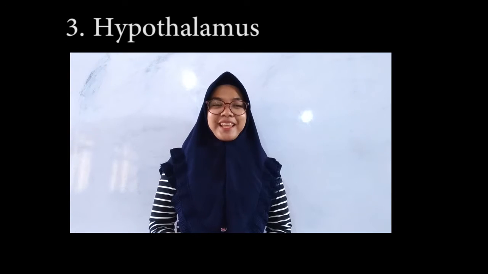Number 2. Thalamus. The primary role of the thalamus is to relay sensory information from other parts of the brain to the cerebral cortex.